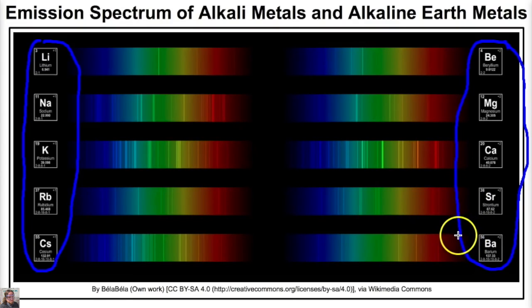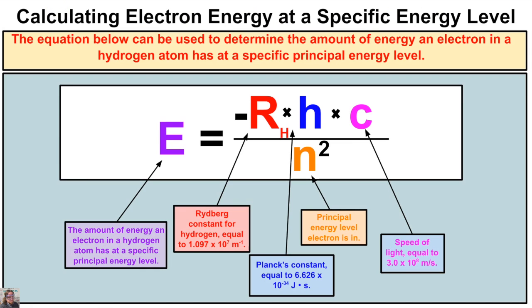So let's now take a look at a hydrogen atom and determine how much energy an electron is going to lose as it goes from a higher energy level like n equals 5 to a lower energy level like n equals 2. And so let's first figure out how we can determine the amount of energy that an electron in a hydrogen atom has at a specific energy level.